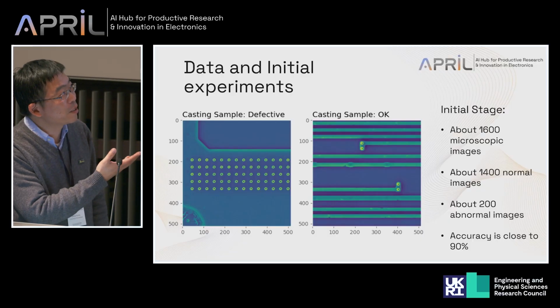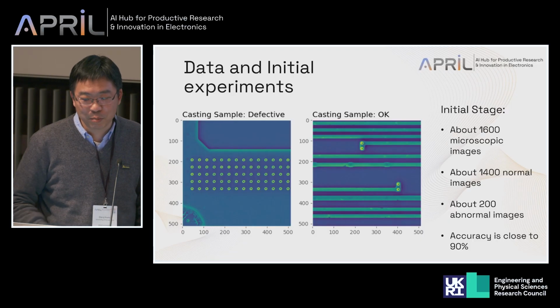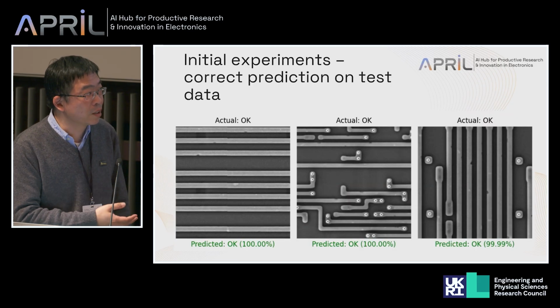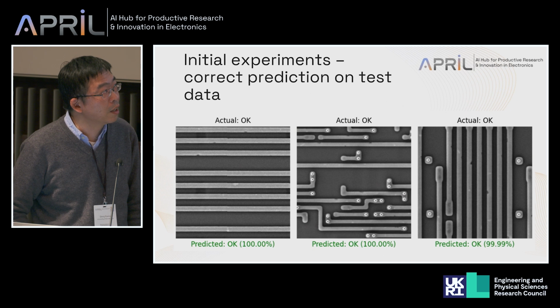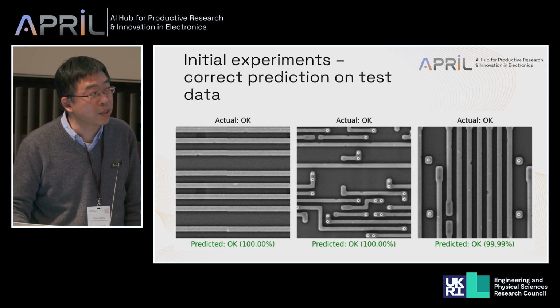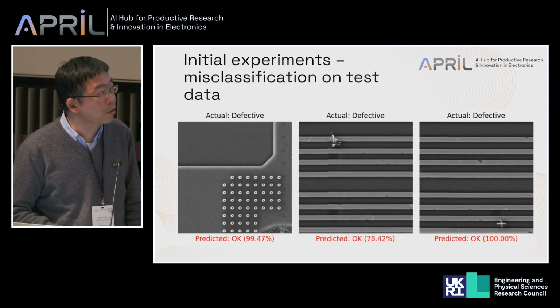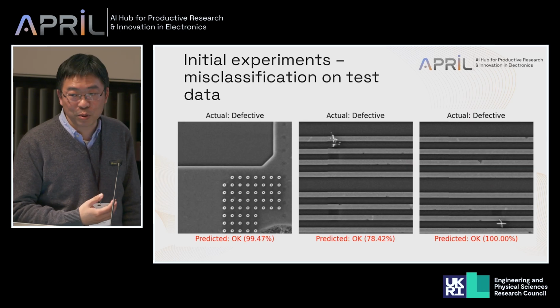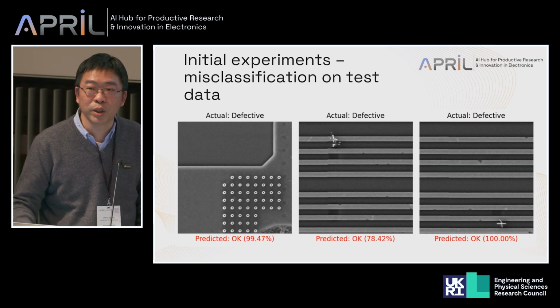Okay, so these are just samples, and you can find these samples, normal and abnormal. We also did some initial experiments and show the good classification results, and also show some currently unsuccessful classification samples. Yeah, that's what we are currently doing.